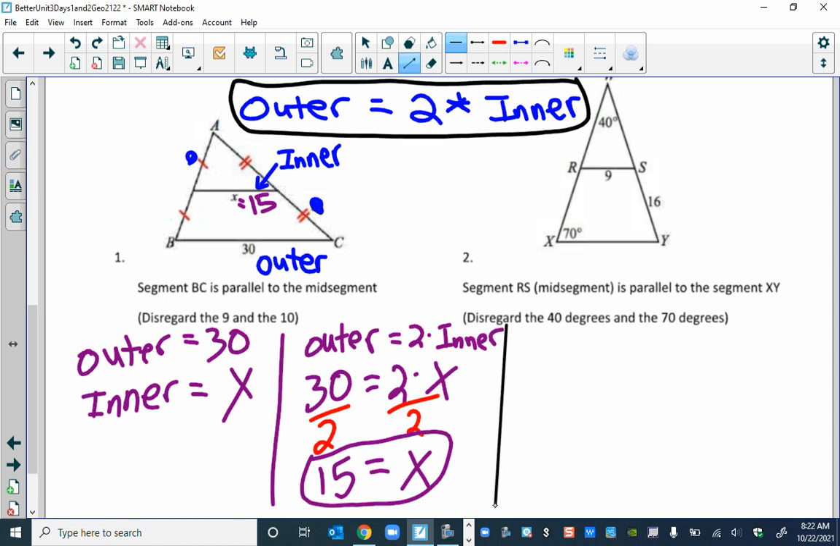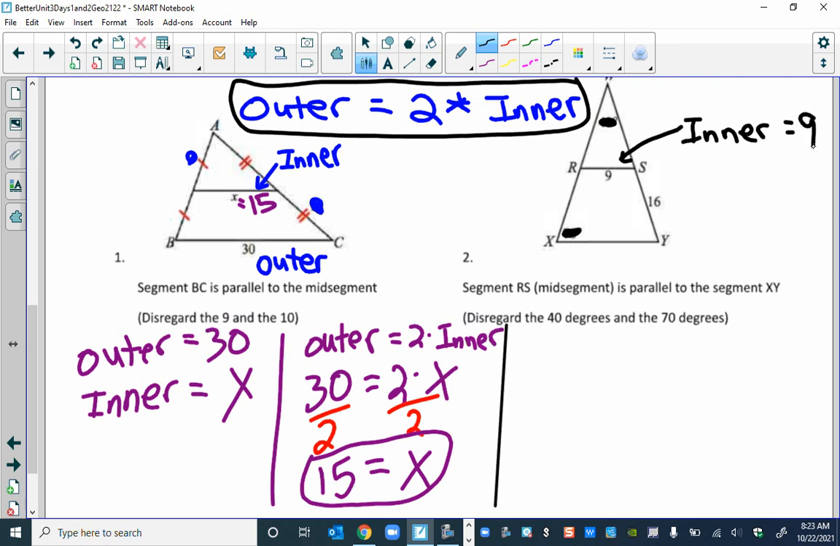Okay, for number 2. What's given to us? Now, don't worry about the 40 and the 70 for now. Okay, the 9. Now, is that the inner or the outer? Inner. So the inner value is 9. Do we know what the outer is? It's x. Good.